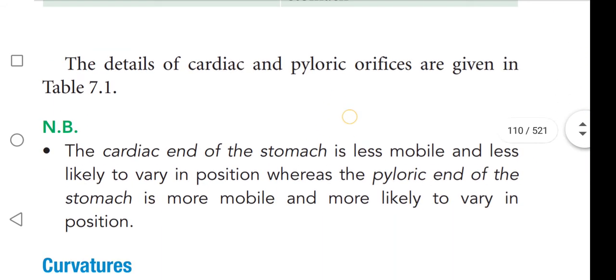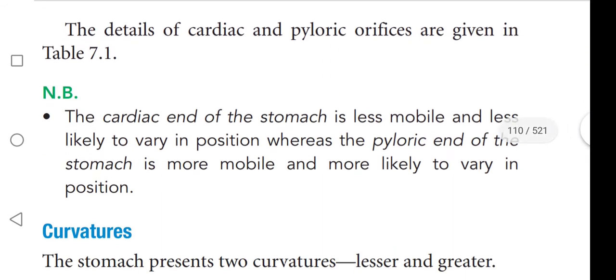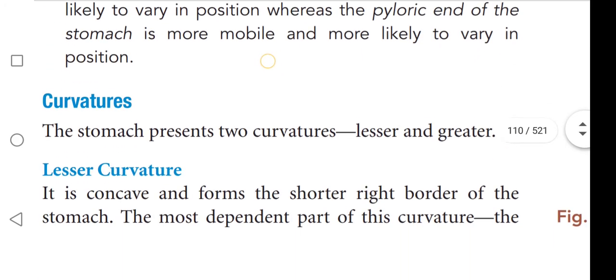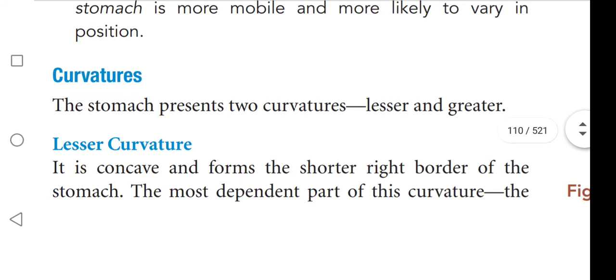Next, coming to the note. The cardiac end of the stomach is less mobile and less likely to vary in position, whereas the pyloric end of the stomach is more mobile and more likely to vary in position. Next, coming to the curvatures of the stomach. The stomach presents two curvatures, lesser and greater.